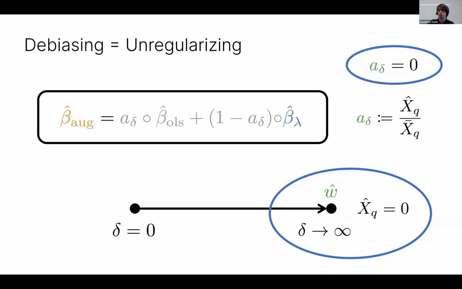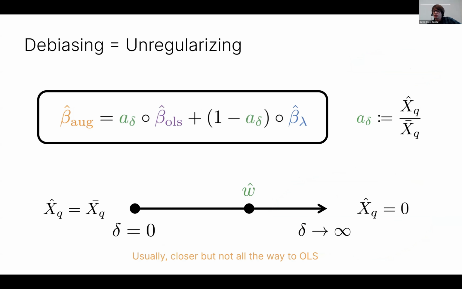At the other extreme, as you just regularize W away, so you move delta to infinity, then A delta is going to go to 0, and you just recover the original outcome model. And that makes sense. Basically, if you're adding a bias correction term that scales with the weights, if you regularize those weights to 0, you're just not going to do any bias correction at all. But in general, you usually pick this hyperparameter delta to be somewhere in the middle, and you'll end up with some combination of beta lambda and beta OLS. It's going to be closer, but not all the way unshrunk to OLS.